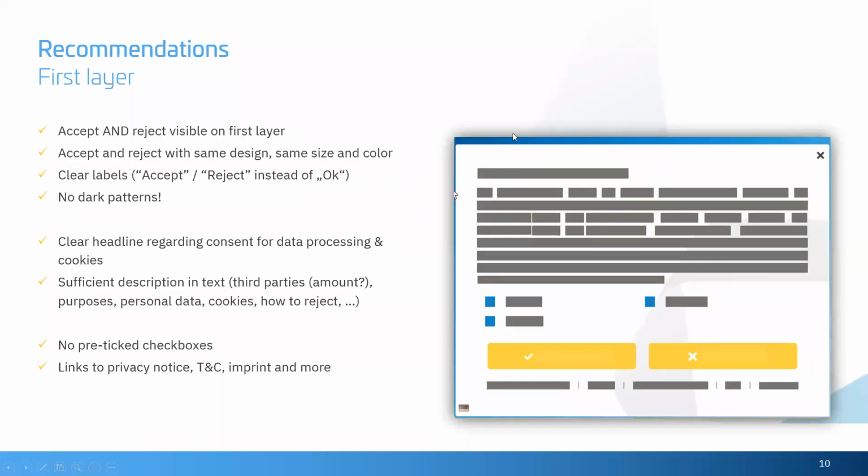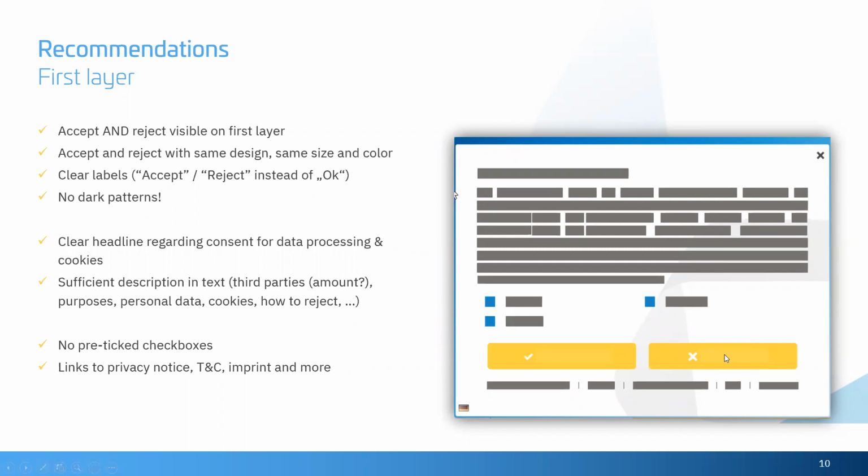That's the first layer. So you will have a box. You will have 2 buttons, an accept button and a reject button. They should both be present on the first layer. They should have the same design, same size, same color.